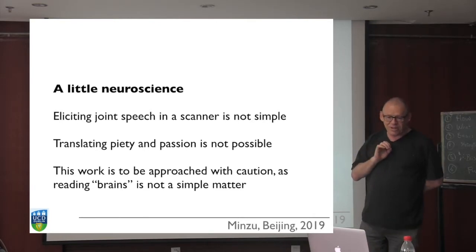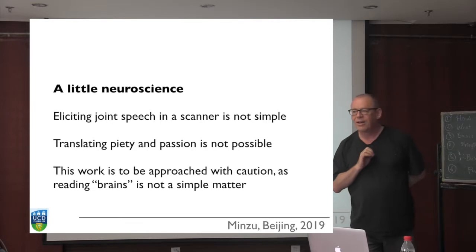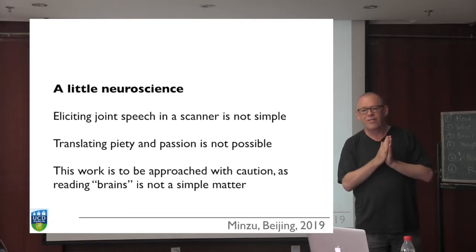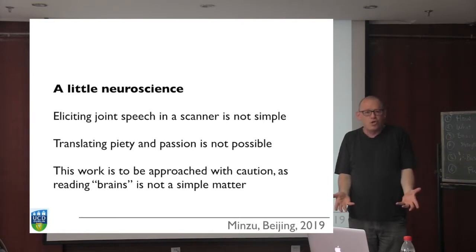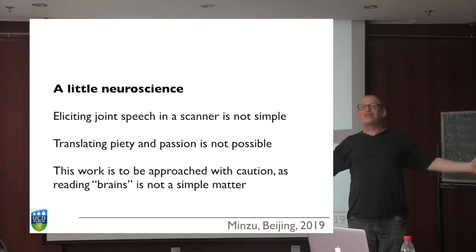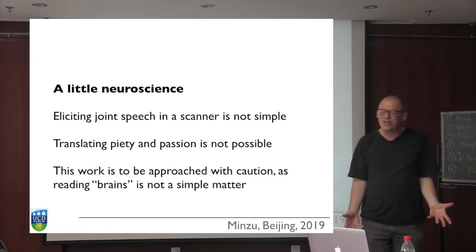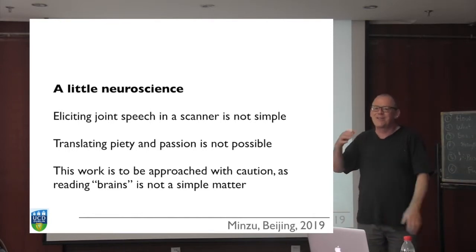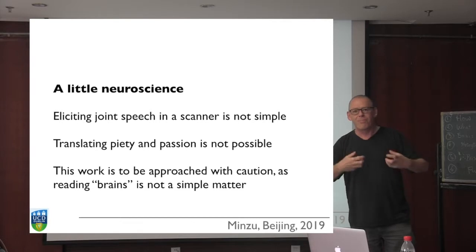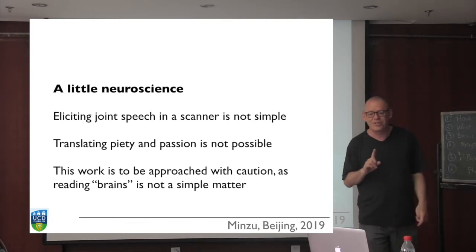We're going to report on an experiment using functional magnetic resonance imaging, fMRI. That's in a scanner. And if you've ever been in a scanner, you know it's a loud and lonely place. You're horizontal, inside a big tube. You can't move. You've got big noises, magnets going on. It sucks. It's a terrible place for doing this kind of research. There's no piety or passion. It's hard enough in the laboratory. It's impossible to translate this, the feeling of a prayer or a protest, into the scanner. So we need to approach this with caution. Reading brains is not a simple matter.